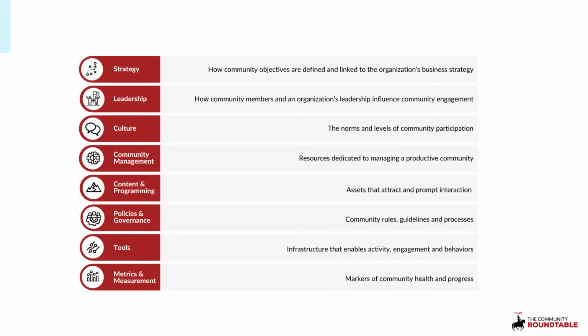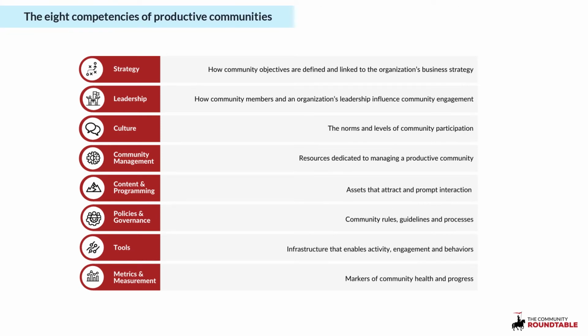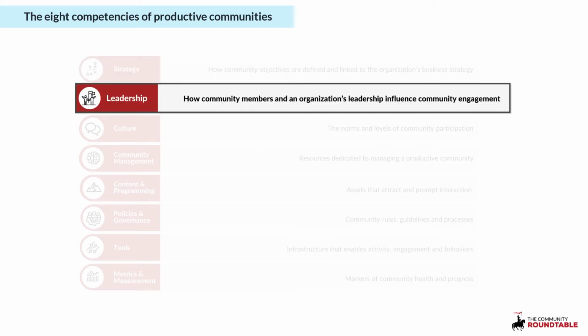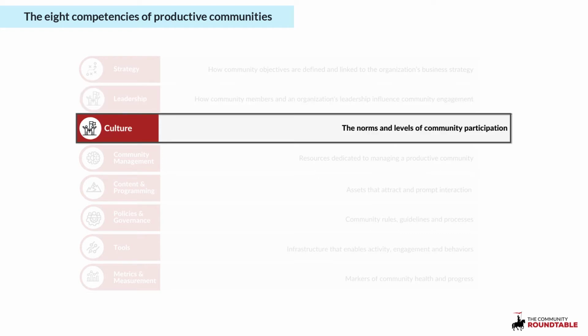The 8 competencies of the Community Maturity Model refer to the elements of a productive online community. Strategy refers to how community objectives are defined and linked to the organization's business strategy. Leadership looks at how community members and an organization's leadership influence community engagement. Culture measures the norms and levels of community participation.